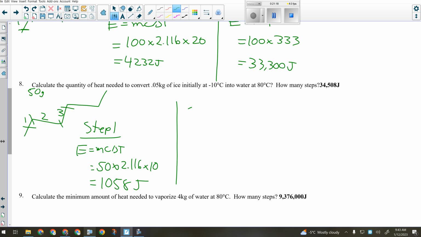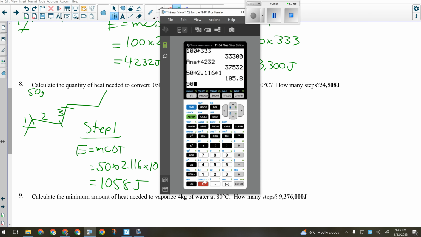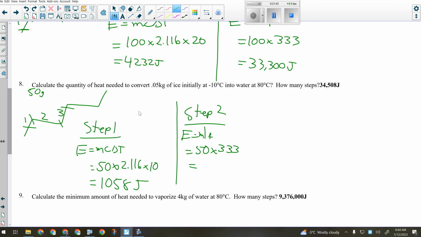Joules. And then for step 2, we're melting the ice. Whenever we're melting something, we use E equals mL_F. So that's going to be 50 grams again times L_F, which is always 333. So that's going to be 16,650 joules.